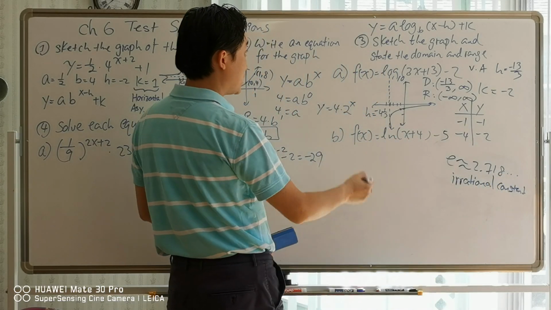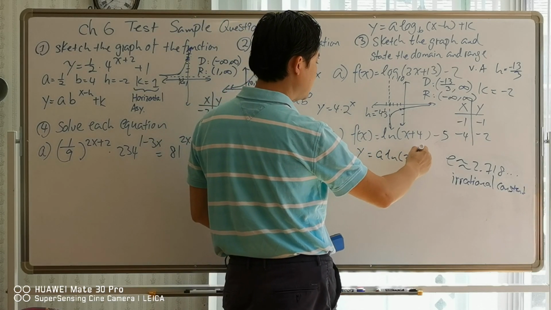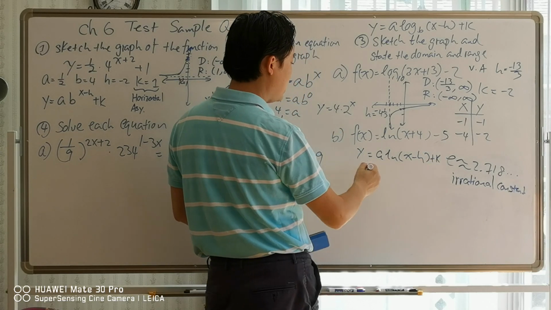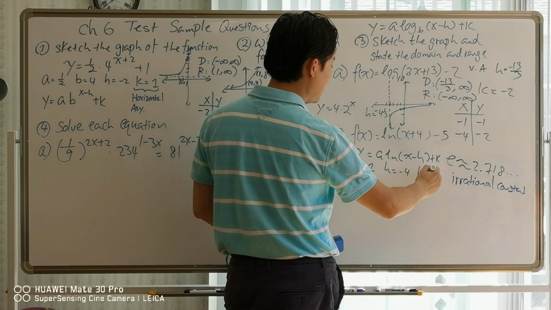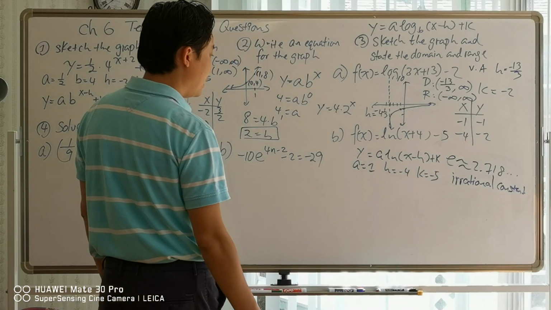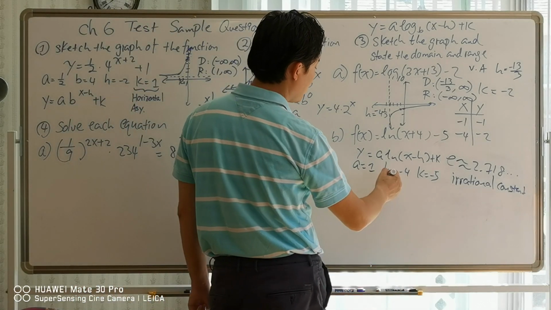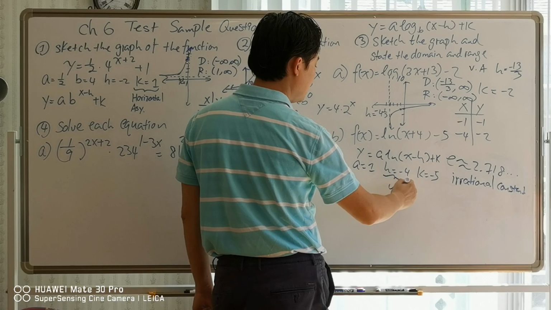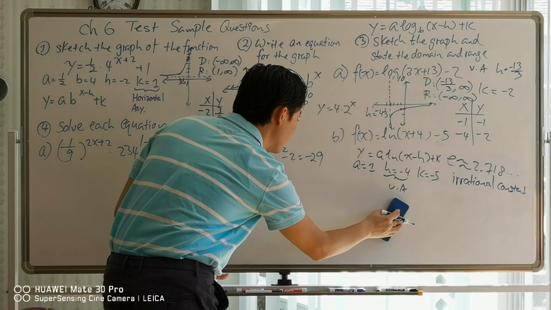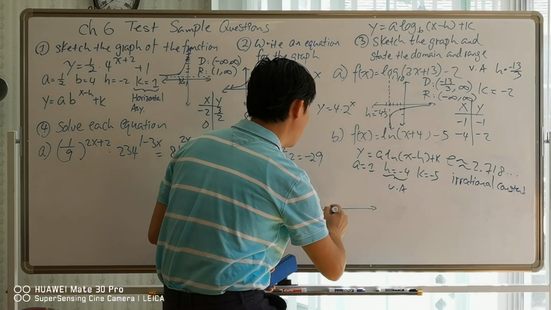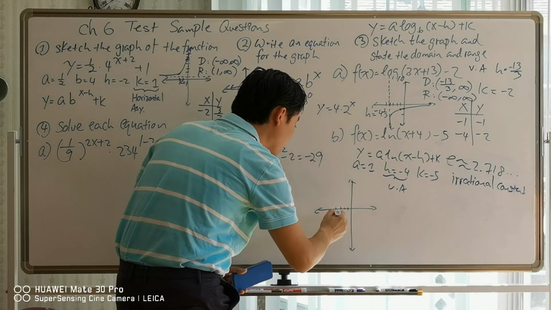Okay, so now again, compare and contrast. The form is always written as a natural log of x minus h, plus k. So the value of a is considered 1, the value of h is negative 4, and the value of k is negative 5. Now start it off with the value of h, excuse me, because that's the VA, which is negative 4, quite similar to the previous one that we did. Okay, so 1, 2, 3, 4, so it's negative.